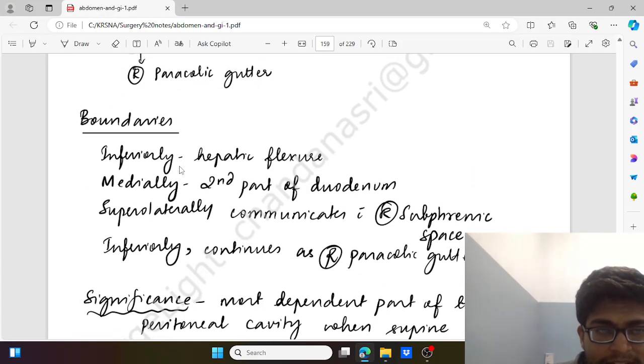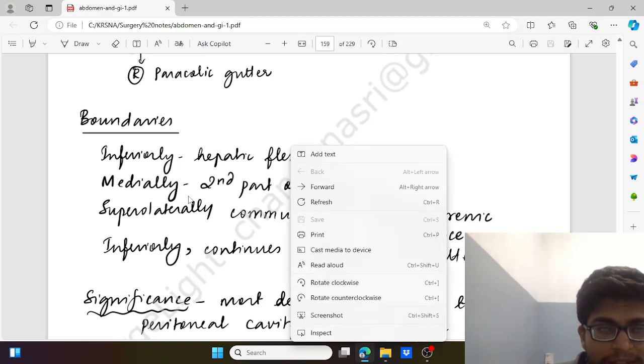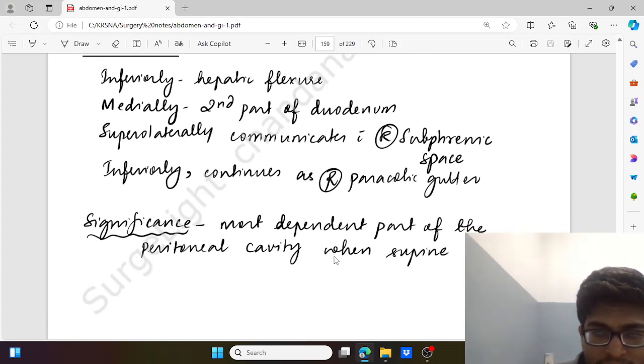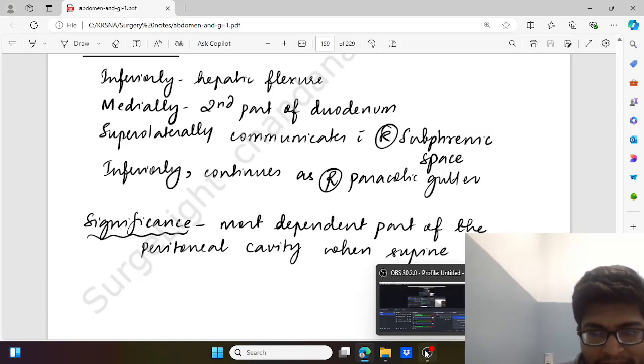So what are the boundaries? Inferiorly, we have the hepatic flexure of the large bowel. Medially is the second part of the duodenum. Supralaterally is the communication with the right subphrenic space. Inferiorly, it continues with the right paracolic gutter. It is the most dependent part of the peritoneal cavity in the supine position, where we commonly place the drain in cases of intra-abdominal or biliary surgeries.